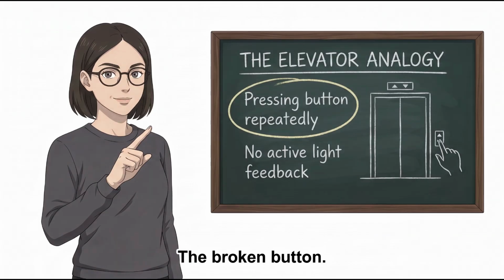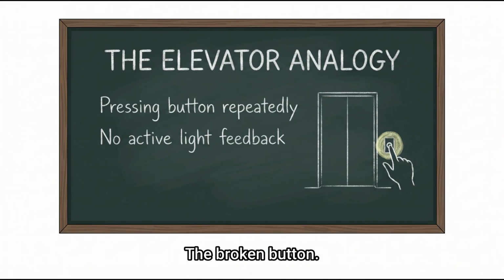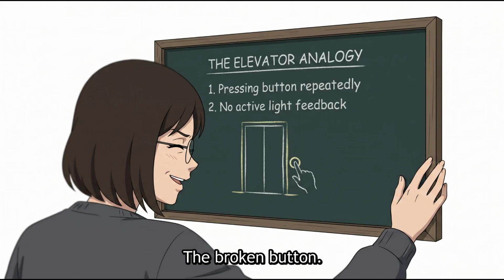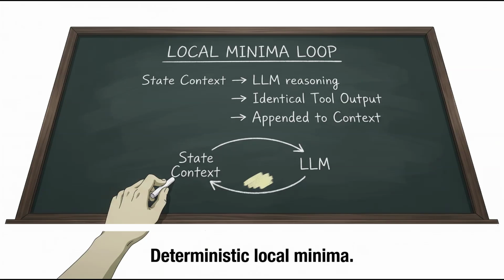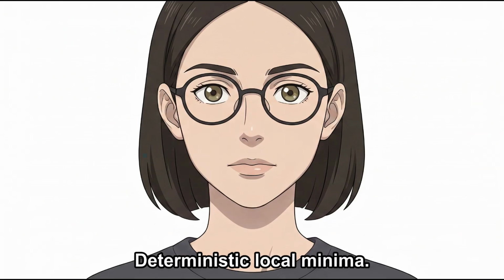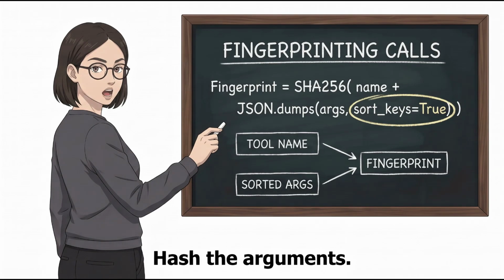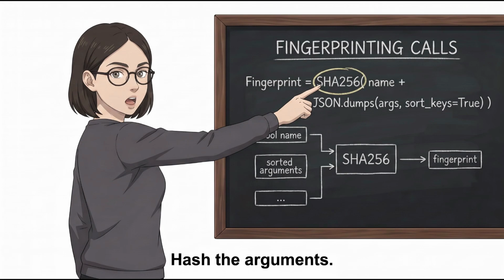This infinite tool loop is like repeatedly pressing an elevator button because the elevator hasn't arrived yet. With zero feedback showing it registered, you just keep clicking. LLMs exhibit deterministic local minima. When generating the next step from a context history containing an uncorrected failure, the model naturally arrives at the exact same action. To break this loop, we first generate a deterministic signature of every tool call.